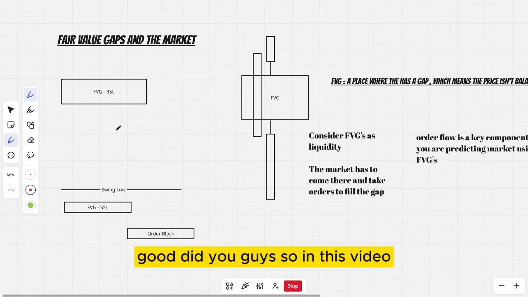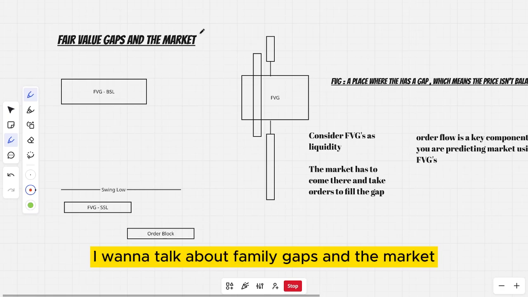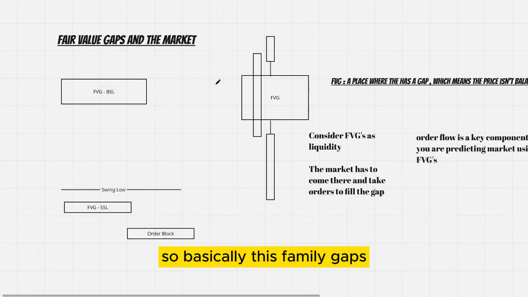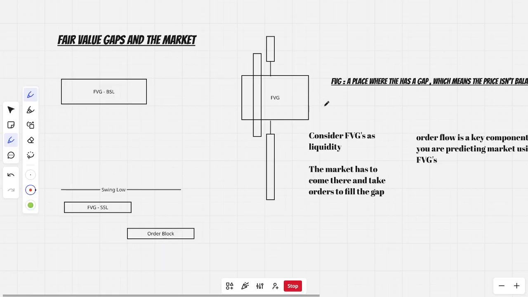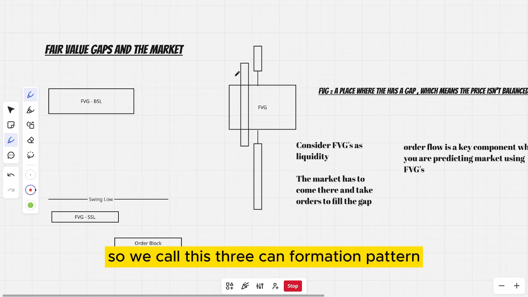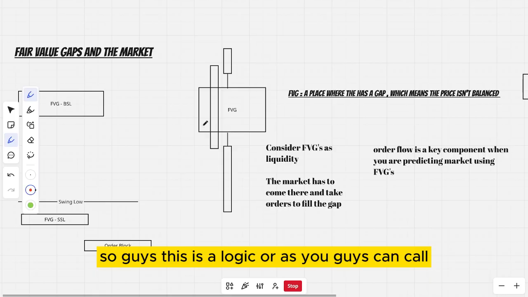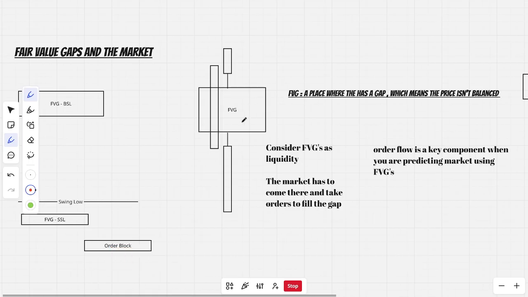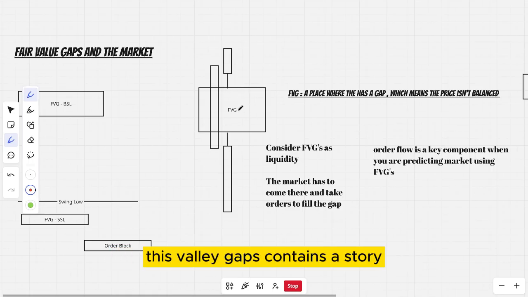So in this video, I want to talk about fair value gaps in the market. Most of you don't have an idea about fair value gaps. Basically, these fair value gaps are something we can identify using three candles, so we call this a three candle formation pattern. This is a logic, or you can call it a theory, and I want to tell you that fair value gaps contain a story, so keep that in your mind.